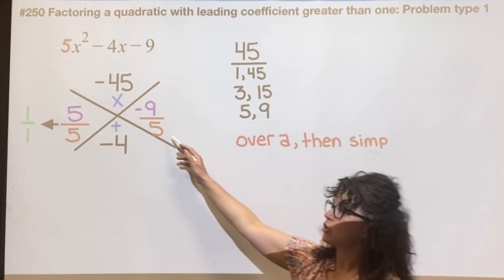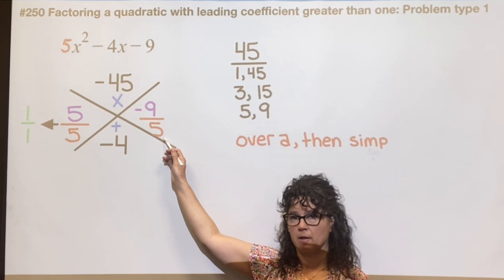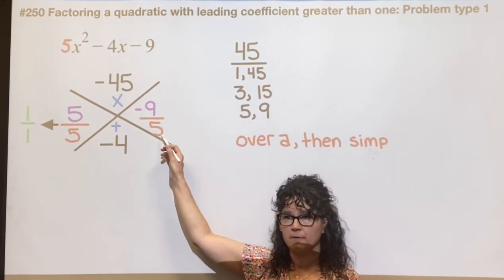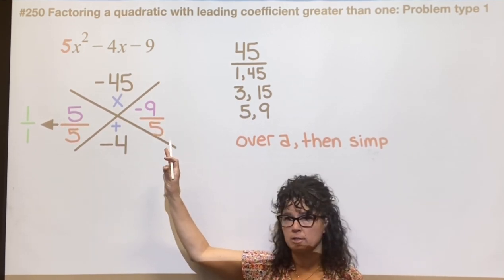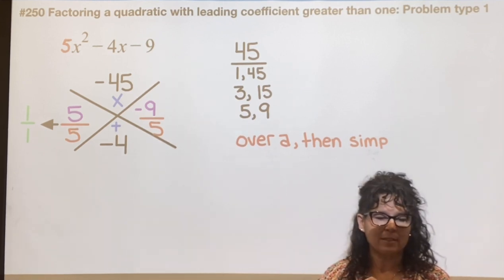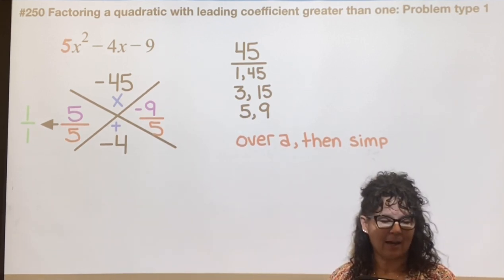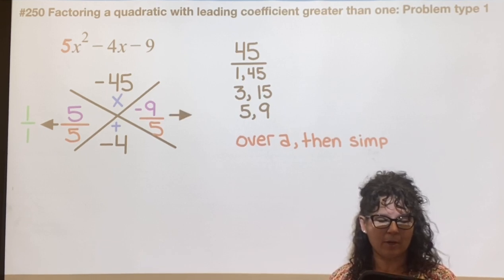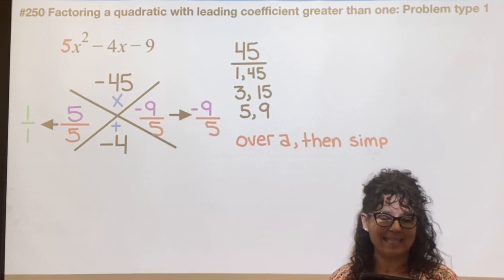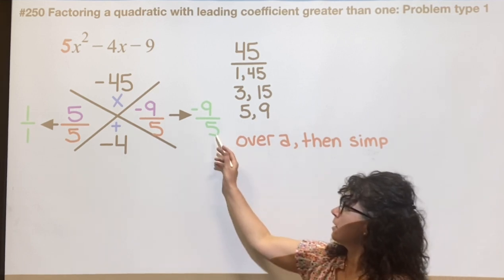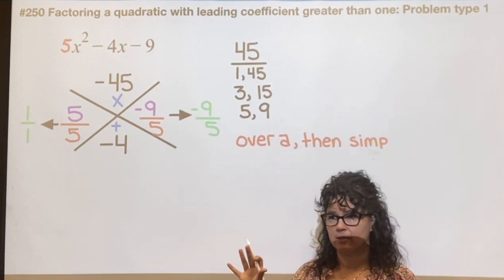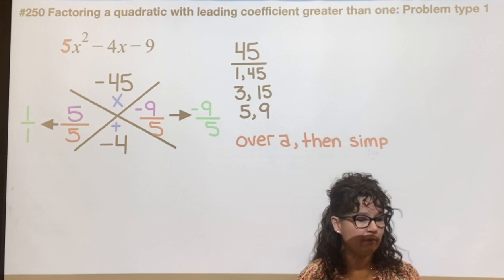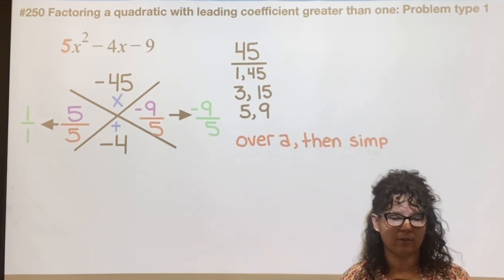Now this fraction does not simplify. Nothing fits in a 9 and 5, so it's just done. But to emphasize that I thought about it, I'm going to go ahead and put an arrow, and rewrite the exact same thing just to say I looked at it. Okay, we now have everything we need to factor this.